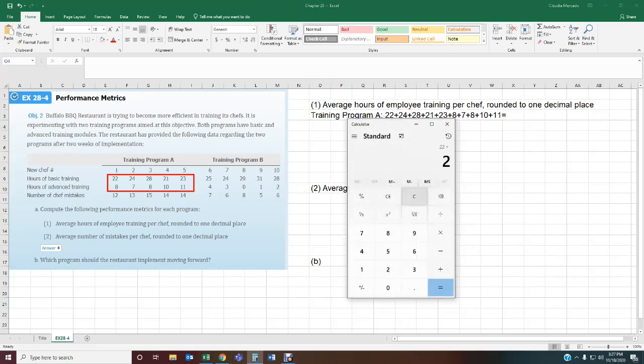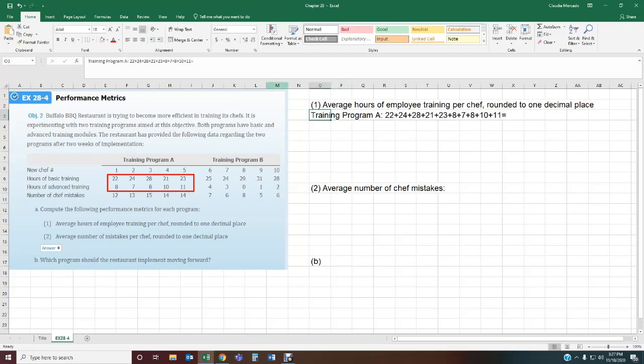So it's 22 plus 24, 28, 21, 23, 8 plus 7 plus 8 plus 10 plus 11. That's 162 hours. So training program A requires 162 hours of training.